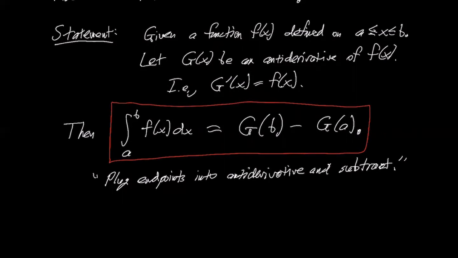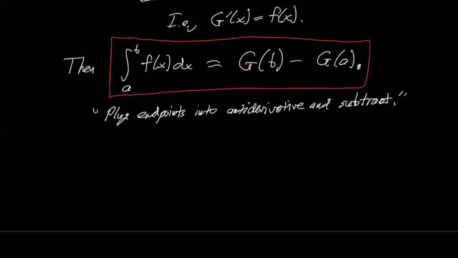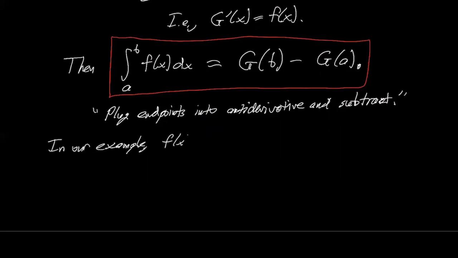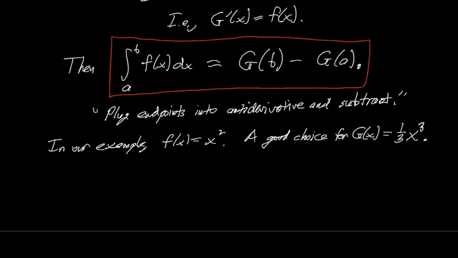And let's just go back to the example. So in our example, just to illustrate this, f of x is x squared. A good choice for G of x, if you just think about a function whose derivative is x squared, is 1/3 x cubed. Right, it turns out there's more than one antiderivative. 1/3 x cubed plus 5 also works because the plus 5 goes away when you differentiate it. But this is a nice choice because there's no reason to add a constant.